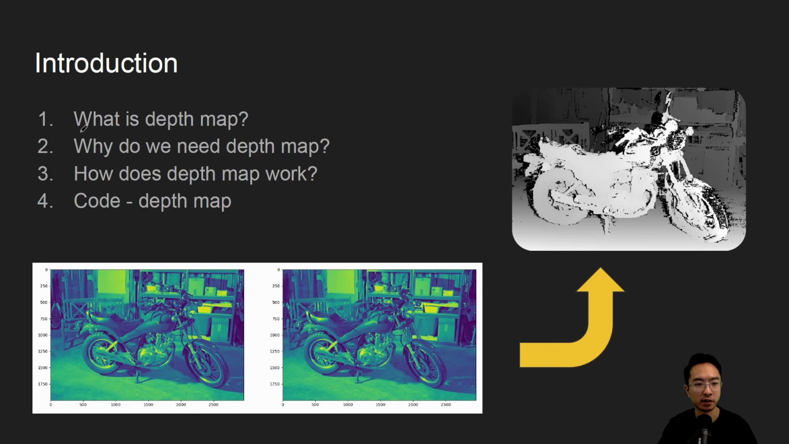All right, in this video, we're going to talk about depth maps in OpenCV using Python for stereo vision. We're going to start off by saying what it is, why do we need it, how does it work, and jump right into a coding example. By the end of this video, we will see how we can get two stereo images and get the depth map as we can see here up on top.